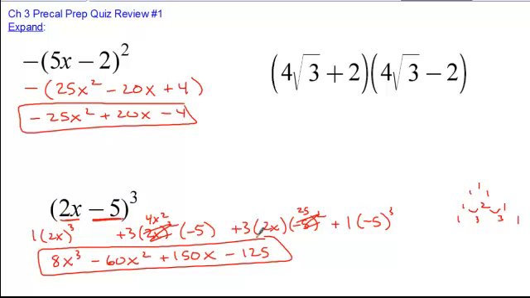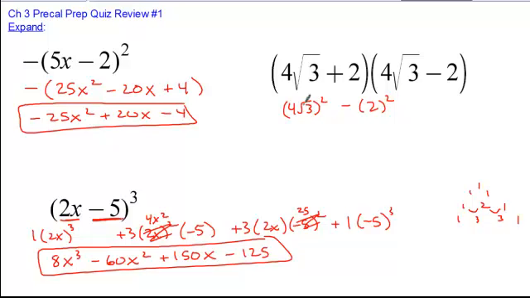All right, the final problem has radicals in it, but what we should recognize is this is the sum and difference of terms. And the expansion rule for that is it expands into the first term squared minus the second term squared. The outer and inner products in a FOIL are going to be exact opposites, so they'll cancel. So if we take the first term, 4 root 3, and square it, minus the second term, 2, squared, and then just simplify what we have.